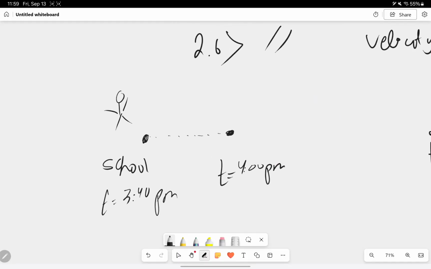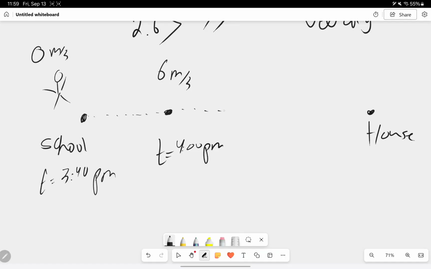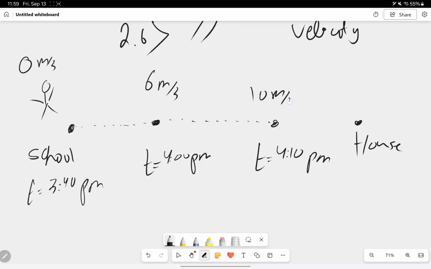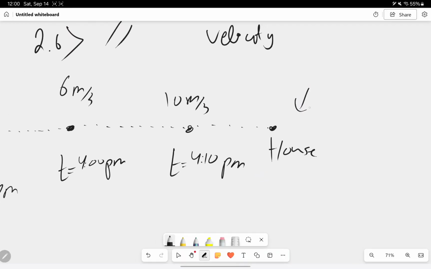Let's say, of course, since he started moving from the school, his speed was 0 meters per second. After some time he moved, and let's say the speed over here was 6 meters per second. Let's say he moved again until, for example, 4:10 p.m., and it was 10 meters per second. Then he moved and rested in his house. Of course, here at rest, his speed comes back to 0 meters per second.